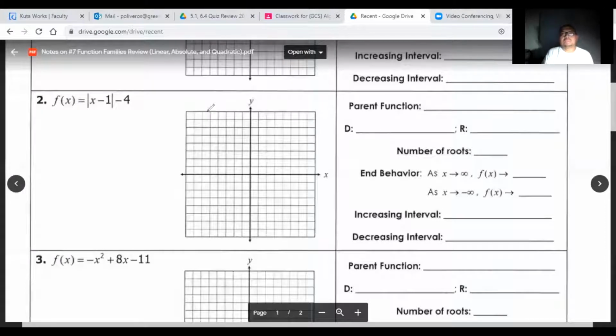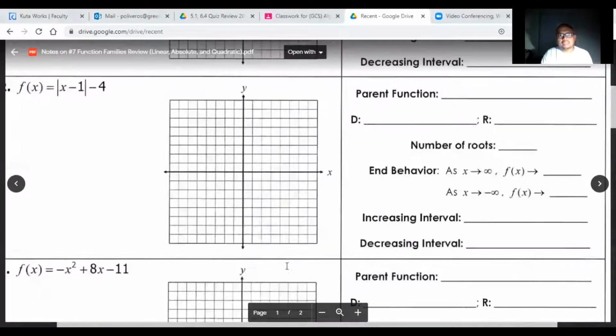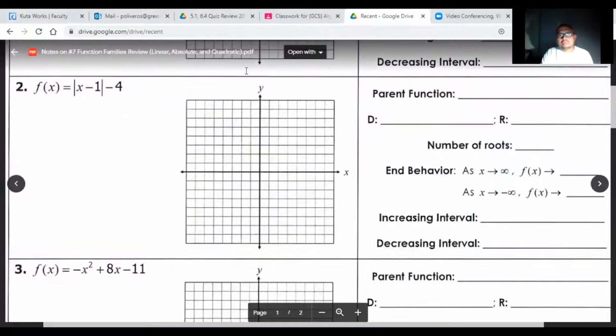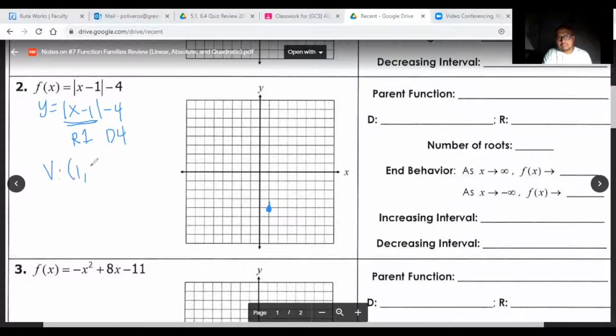Number 2. Let me make it bigger so we can see the graph better. So f of x is the same thing as y, which is the absolute value of x minus 1, minus 4. The minus 1, we know the transformation, goes to the right 1, and this will go down 4. So we go right 1, down 4: 1, 2, 3, 4. That blue point is your vertex. If you're asked, the vertex is (1, negative 4).